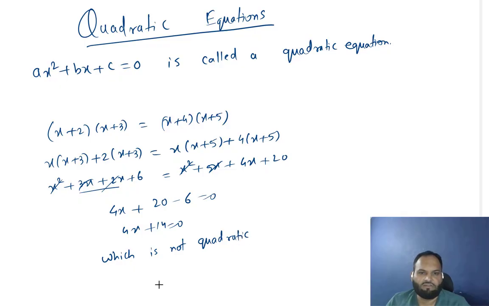Okay, so this is how to identify the quadratic equation. A should be not equal to 0. That is the only condition for a quadratic equation. If A is equal to 0, it becomes linear. If A and B both are 0, then it becomes a constant. Okay, so that is quadratic equation.